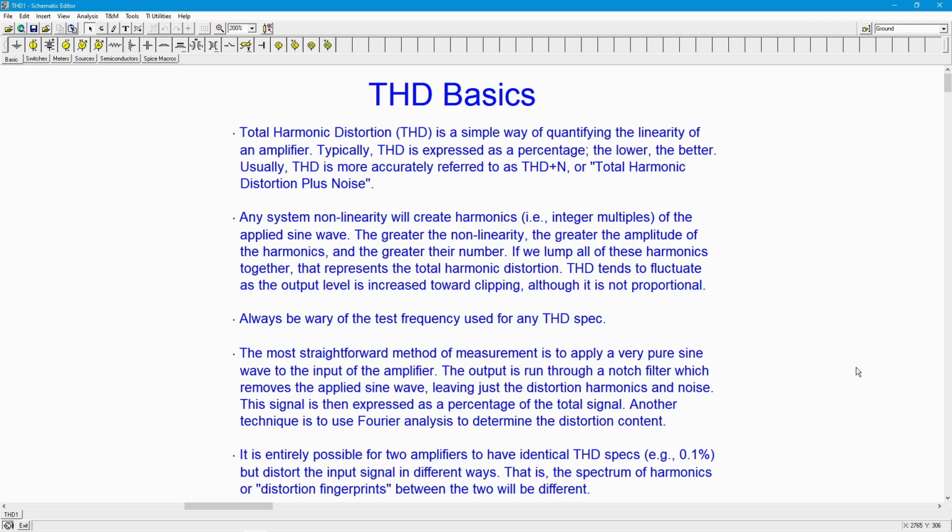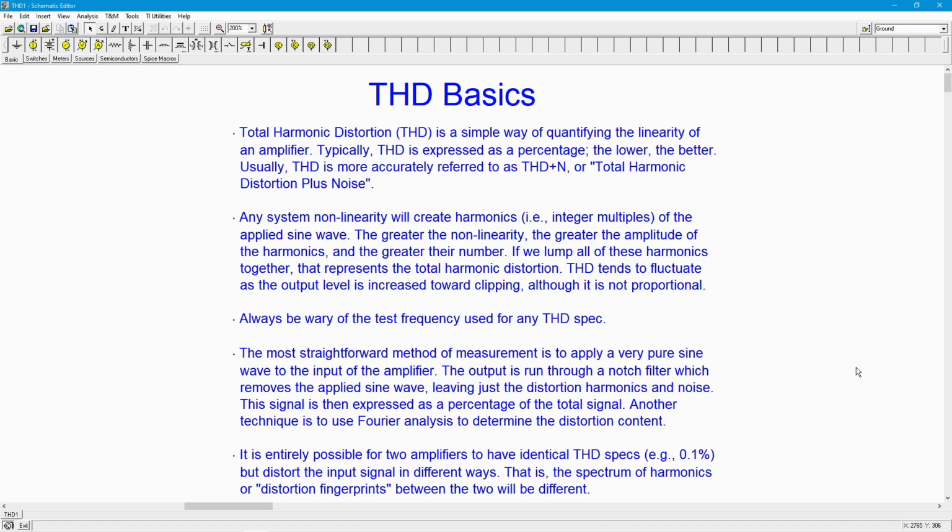A lot of people think of THD as a single number that tells you about the pristine quality of the amplifier. It's trying to do that, but it's a coarse measure. We're quantifying this complicated system, all of these nonlinearities, down into a single number, and whenever you do something like that, subtlety is going to be lost.